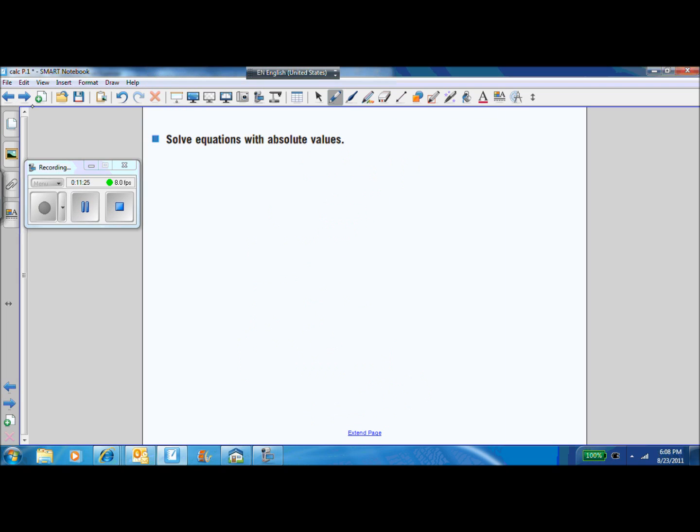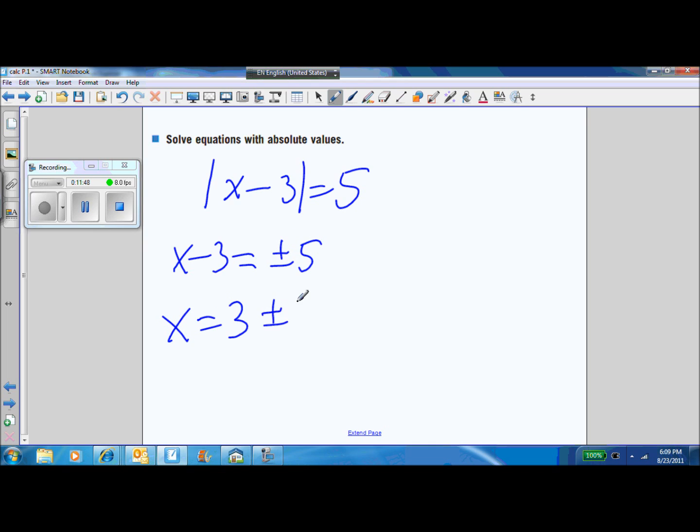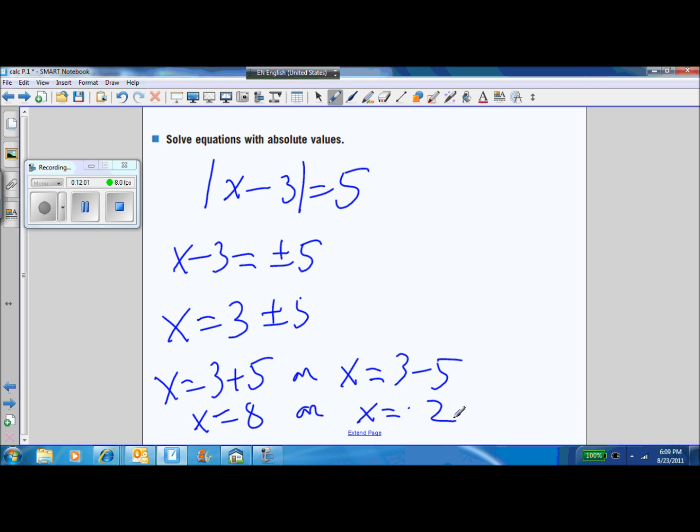Finally, equations with absolute values. We actually solved some of these before as part of the whole extracting the square root technique. And that's the idea that if you've got the absolute value of x minus 3 equals 5, you can think of that as x minus 3 equals plus or minus 5. So x equals 3 plus or minus 5. So you get 3 plus 5, or you get x equals 3 minus 5. So x equals 8, or x equals negative 2. Those are the two answers.